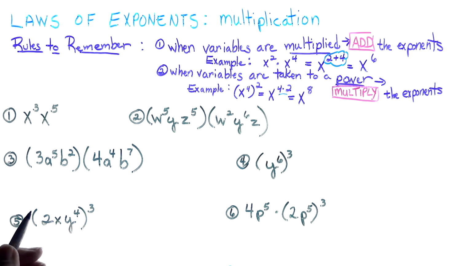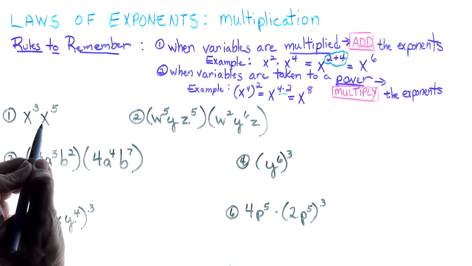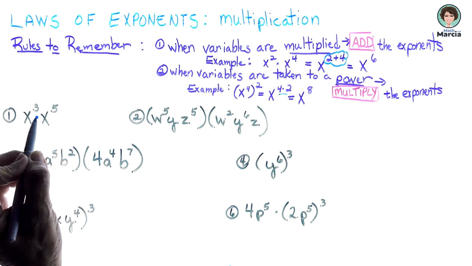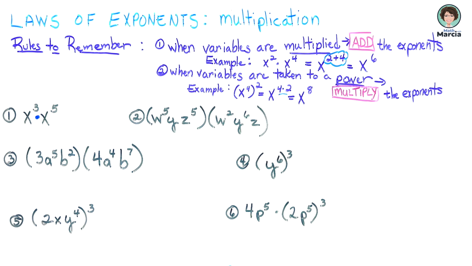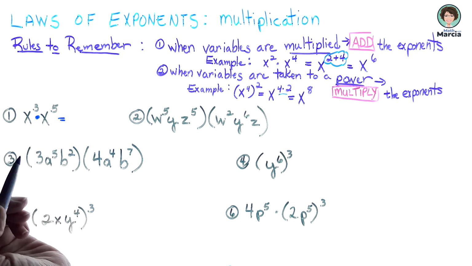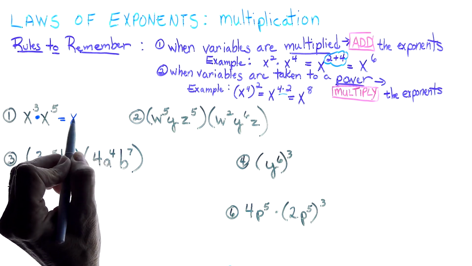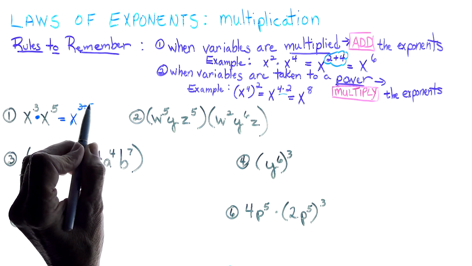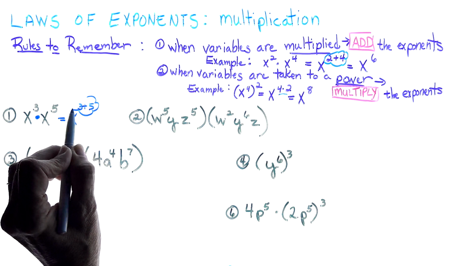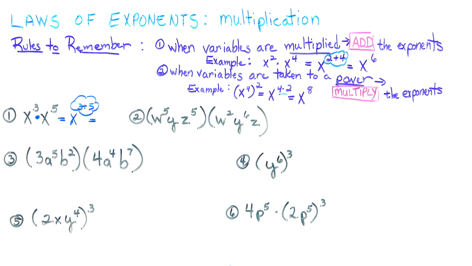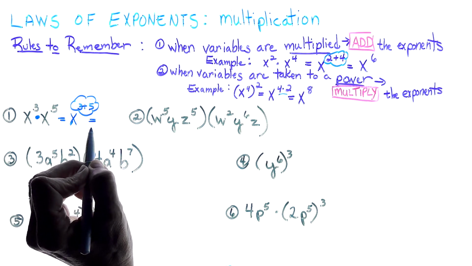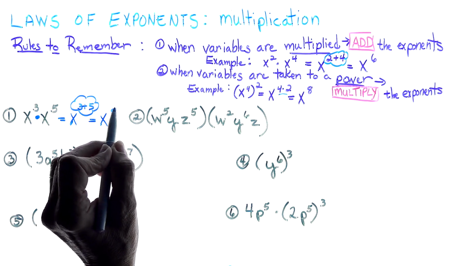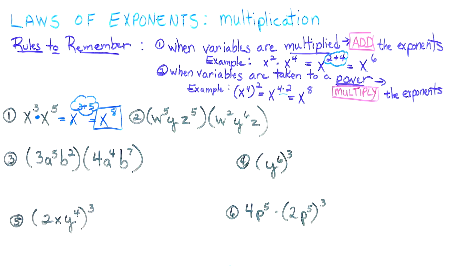All right, so let's work some problems. When you see variables written beside each other, it's understood that that means multiplication. So to work this problem, I'm just going to say x to the 3 plus 5. Remember, this can be mental math. You don't have to write it. And we know that is x to the 8th. And that is our answer.